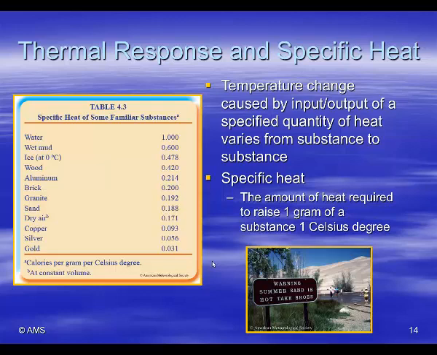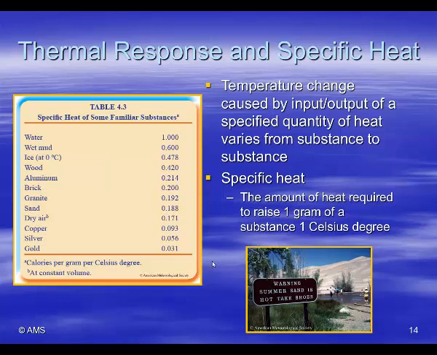The specific heat is the amount of heat required to raise 1 gram of substance 1 degree C. It's different for different substances. So for example, to raise 1 gram of water 1 degree C takes 1 calorie. But aluminum, to raise at the same temperature 1 degree C, only takes about 0.2 calories. And sand only takes about 1.88 calories.